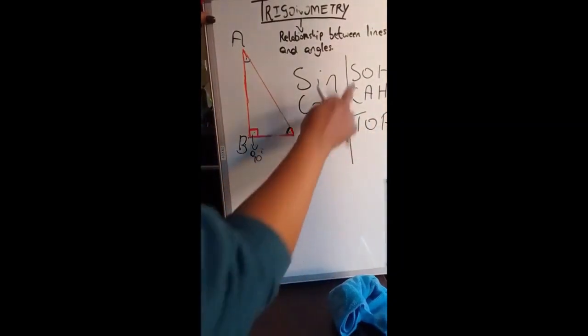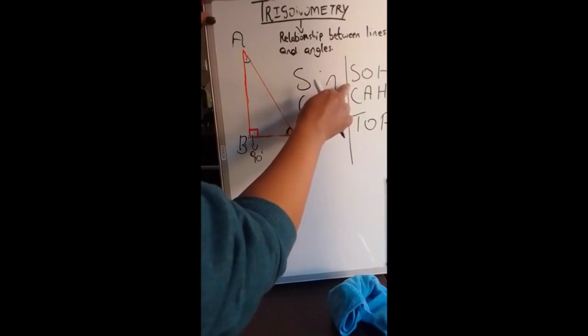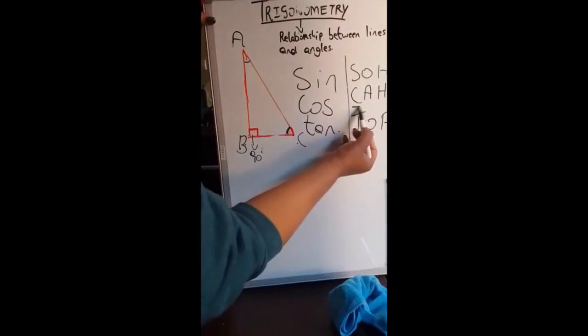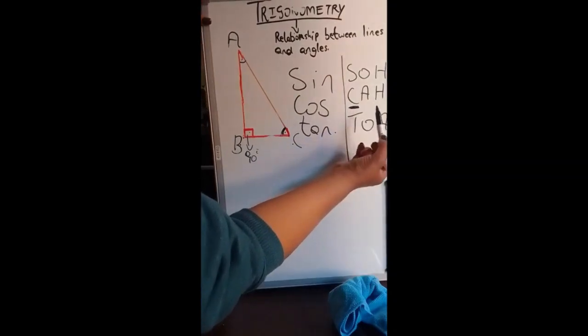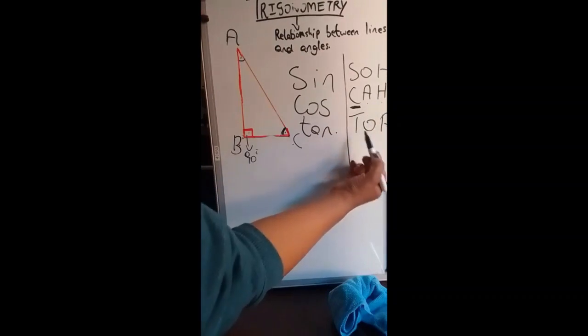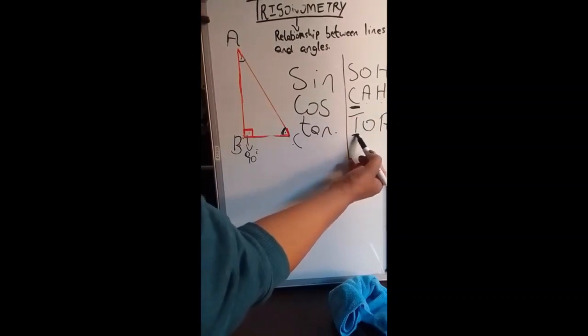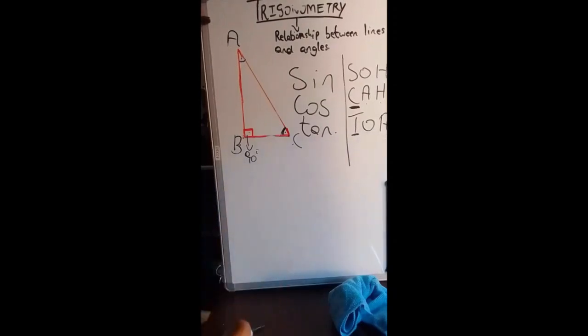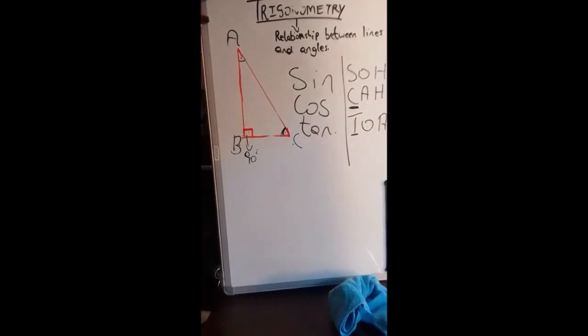So this means that the sine will be a ratio of an opposite side over the hypotenuse side. A cosine will be a ratio of an adjacent side over a hypotenuse side, while the tangent will be a ratio of an opposite side over adjacent. Let's have an example.